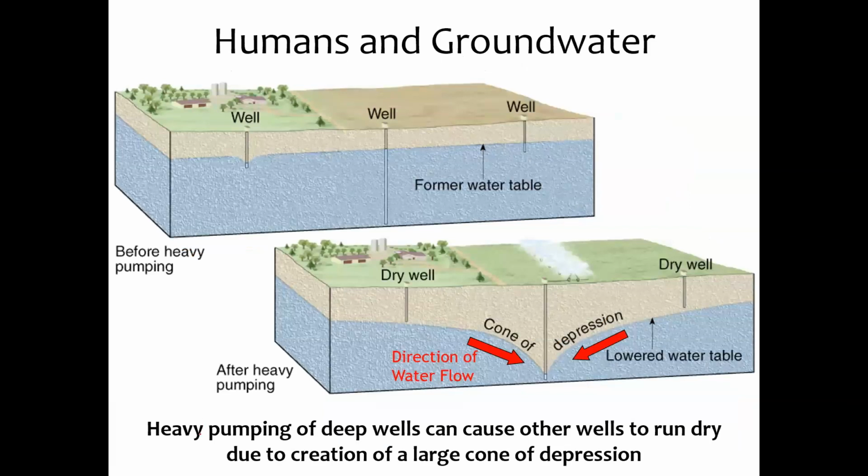That means that heavy pumping of particularly deep wells can create a cone of depression that actually drives nearby shallow wells to become totally dry. So if you drill a deep enough well and you pump enough water out, you may cause your neighbors to actually run out of water.